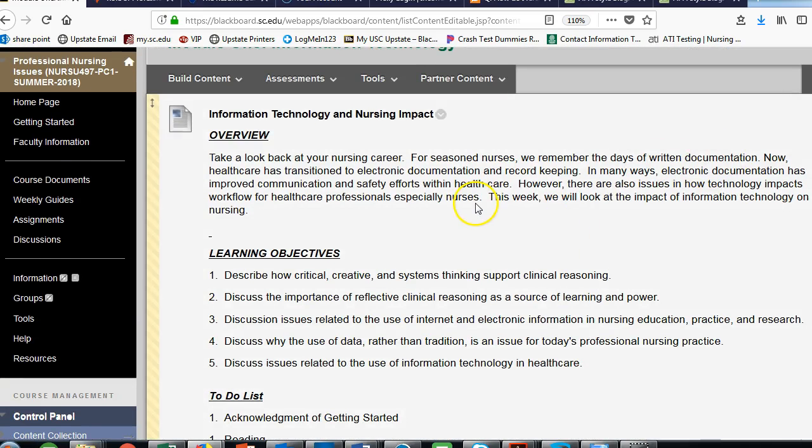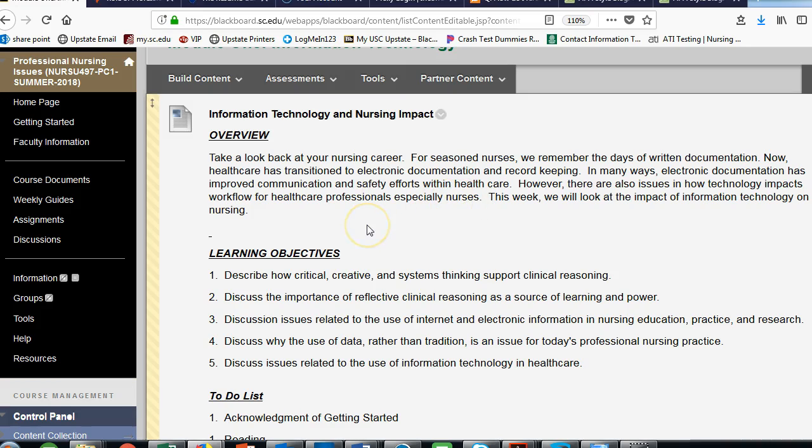So you want to take a look at your nursing career. If you're a seasoned nurse, then you will remember the days of written documentation. I'm a seasoned nurse, but we didn't have written documentation when I started. I started nursing in 2006, and they had just really transitioned to the electronic health record. There were a couple of times when the computers went down that I had to do paperwork. I hated it. It took me an hour to do meds when the computer system went down. So I am very thankful for my EMR.